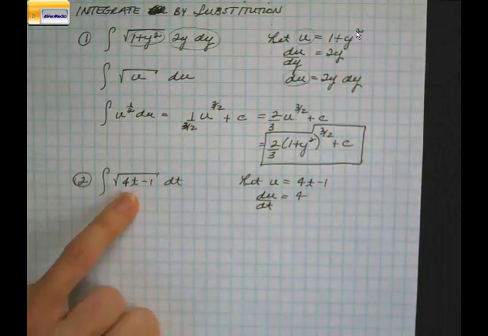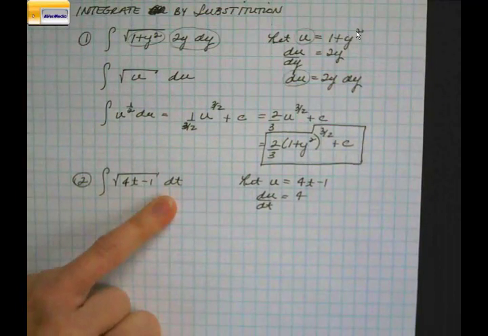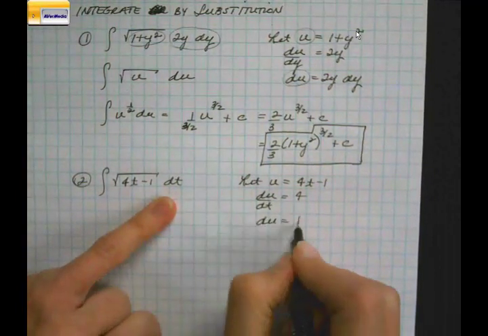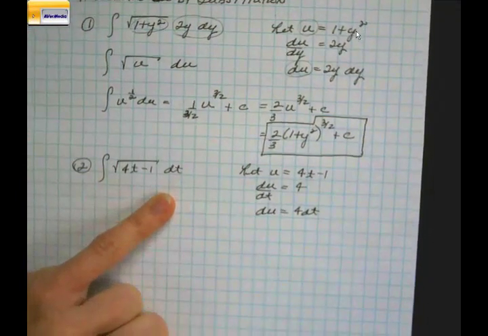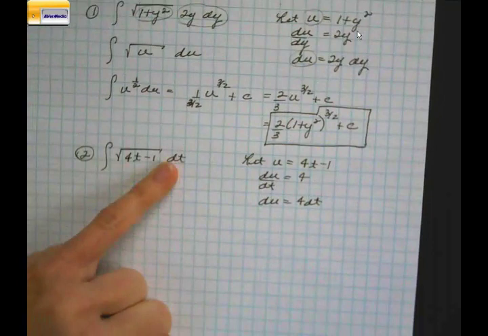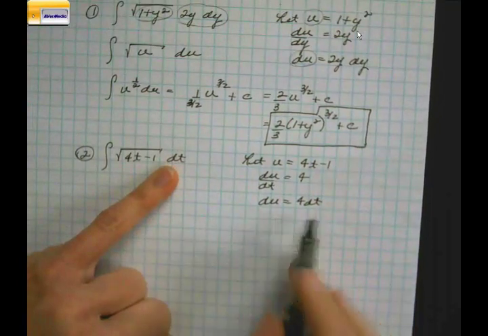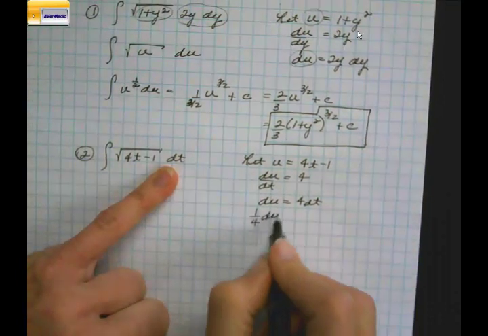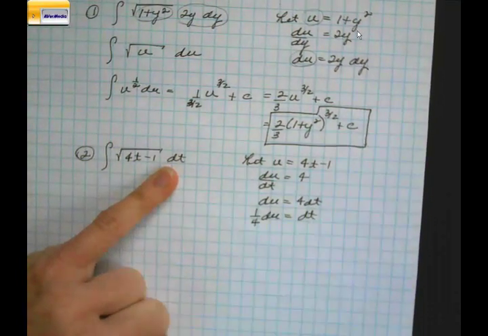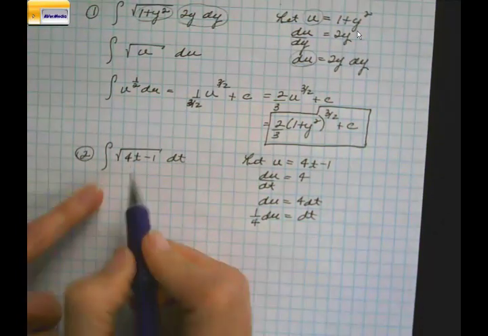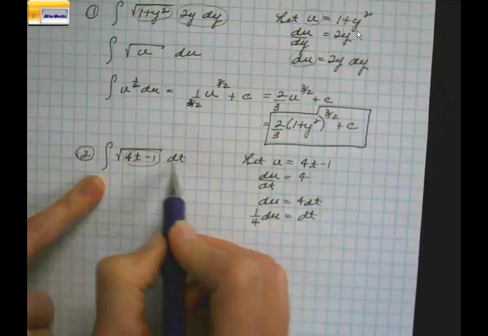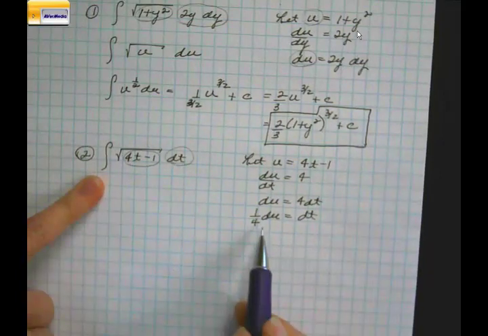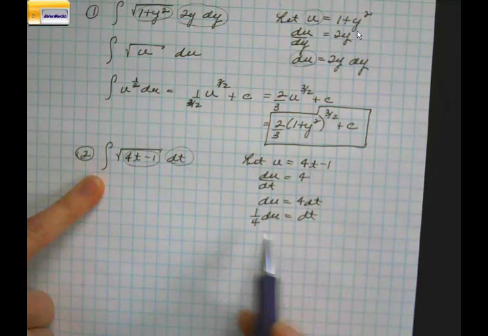Now, I have so far the square root of u, but I've got to get rid of the dt. So now I say du equals 4 dt. Now, I just have dt, I don't have 4 dt, so I've got to solve this for dt. So I'm going to say 1/4 of du equals dt. So now I have the 4t minus 1 replaced by u, and all of dt replaced by 1/4 du.